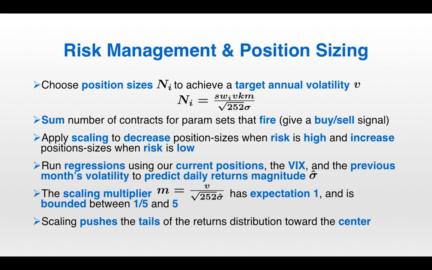And we'll bound M to be between 1/5 and 5. But a value of M as extreme as 1/5 or 5 is very rare. Most of the time, M is close to 1. And the desired goal of scaling is to push the tails of the returns distribution toward the center. So by decreasing our position sizes when risk is high, we're cutting down on those extreme returns. And so while scaling isn't going to have a big effect on our Sharpe ratio, it should have a positive effect on our max drawdown and our expected shortfall.